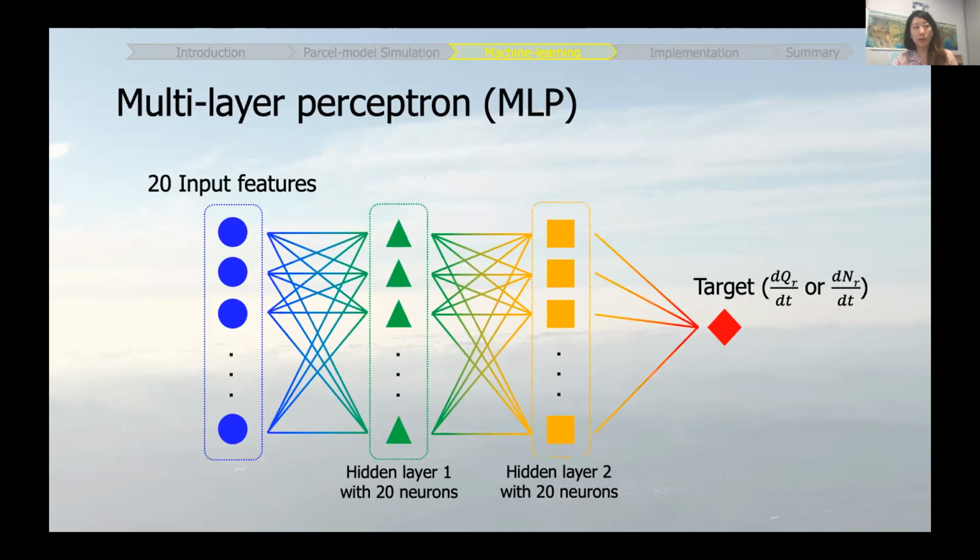The structure of the trained machine is the so-called multi-layer perceptron, MLP. We start with 20 input features to the left, represented by blue circles, and they are connected to 20 neurons in hidden layer number 1 in green, and in turn, those values are connected to 20 neurons in hidden layer number 2, and eventually they're connected to the target value, which is either dqr dt or dnr dt.